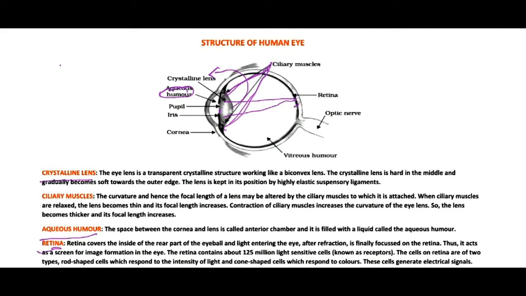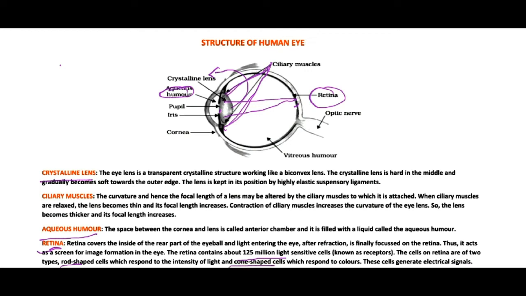Next is retina. Here is the retina. Retina is a kind of screen where all the images are captured. The images are formed here real and inverted. And this retina contains about 1.25 million light sensitive cells. There are two types of cells present here. First one is rod cells. Second one is known as cone cells.